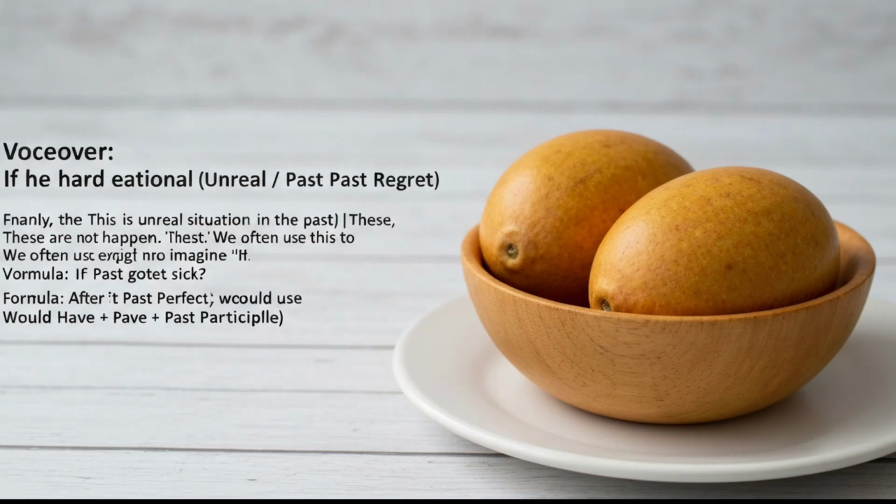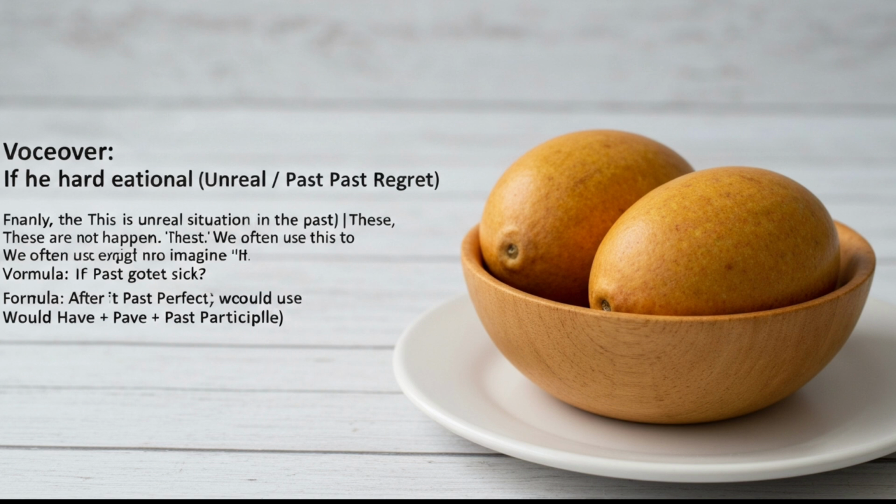Finally, the third conditional. This is for unreal situations in the past. These are things that did not happen. We often use this to express regrets or to imagine how history could have been different. Example, if he had eaten that, he would have gotten sick. In reality, he didn't eat it, and he didn't get sick. The formula here is the most complex. After if, use the past perfect tense, had eaten. In the result clause, use would have gotten followed by the past participle, would have gotten.